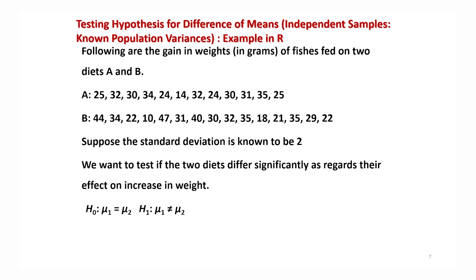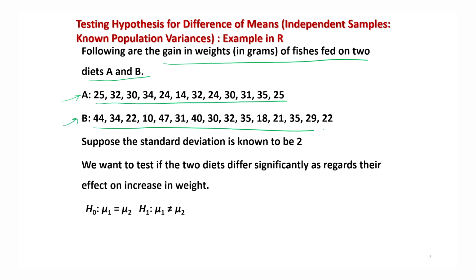Suppose we have two samples about the gain in weights in grams of fishes, which are given two different types of diets, called A and B. The fishes are given diets A and B with the objective of understanding which diet increases weight more. The increase in weights is recorded here in grams for diet A and for diet B. Suppose the standard deviation is known to be 2.